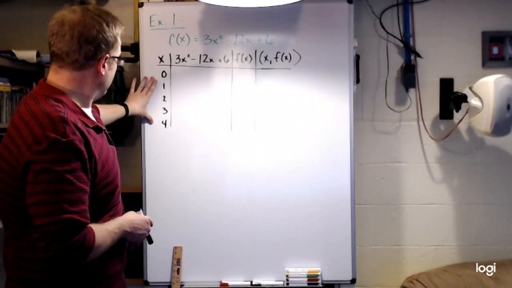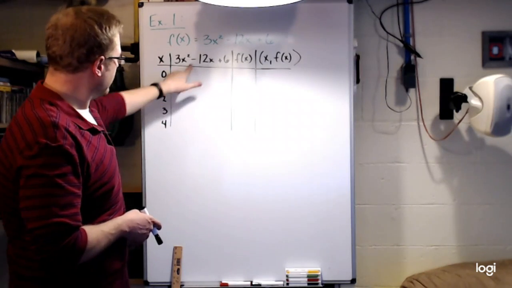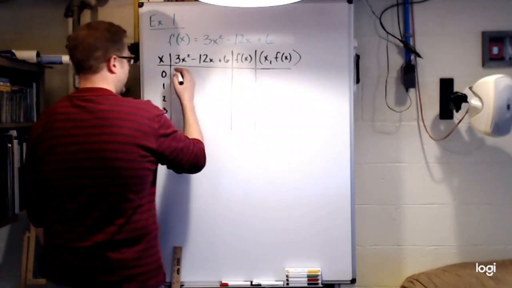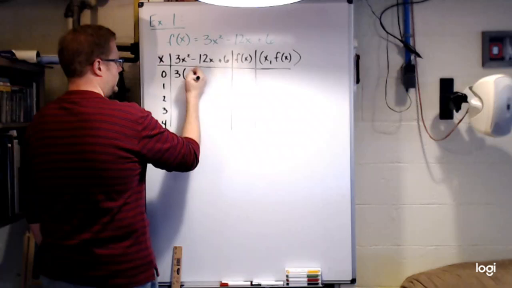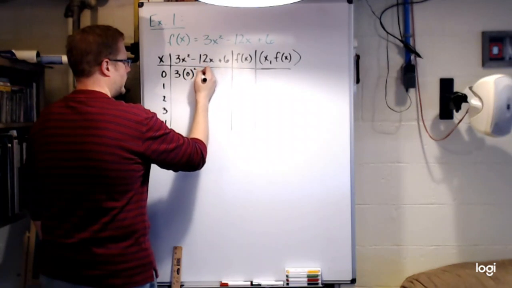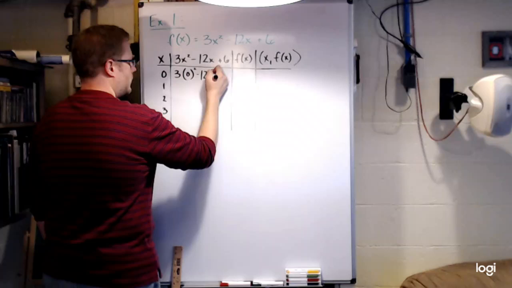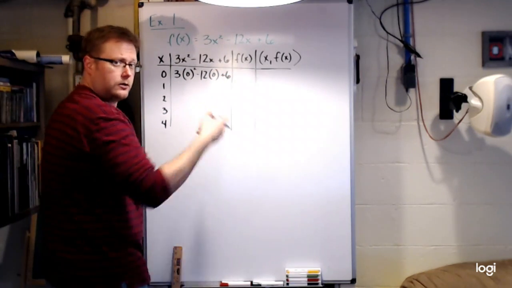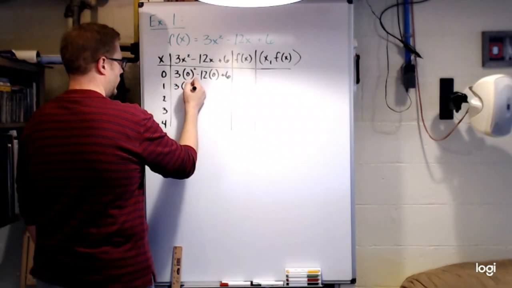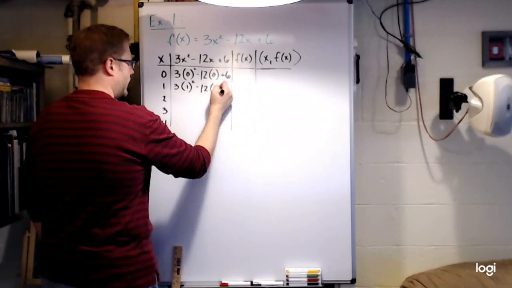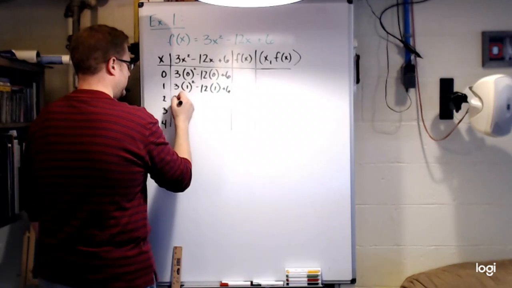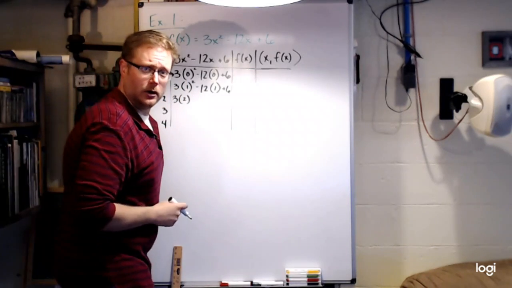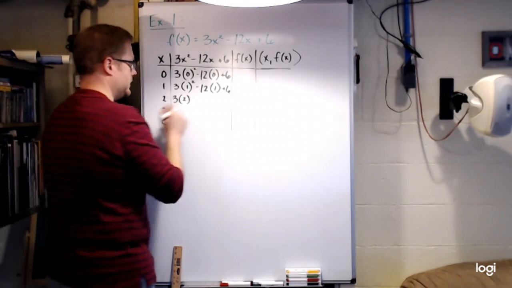What are we going to do from here? Well, we're going to take each one of these one at a time, and we're going to plug them into our formula, or our equation. So we have 3x squared, or 3 times 0 squared, minus 12 times 0 plus 6. And I'm going to rinse and repeat. I'm going to do this over and over again. So 3 times 1 squared minus 12 times 1 plus 6. 3 times 2 squared. Notice, each time I'm replacing x with that number from the x column.